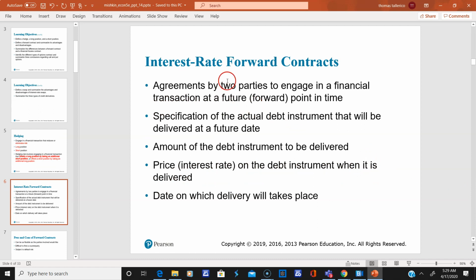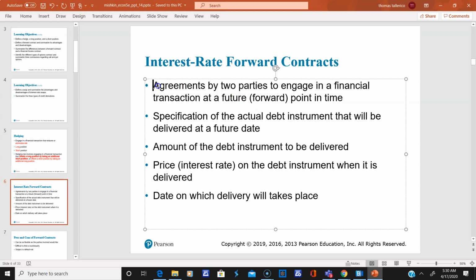All right. So a forward contract, first of all, let me just say this. A forward contract is a customized contract, and it's got custom features. That makes it difficult to basically sell like you would sell stock in the stock market. And so it's an agreement between two parties to engage in a financial transaction at a future point in time, and the words future and forward are synonymous here.